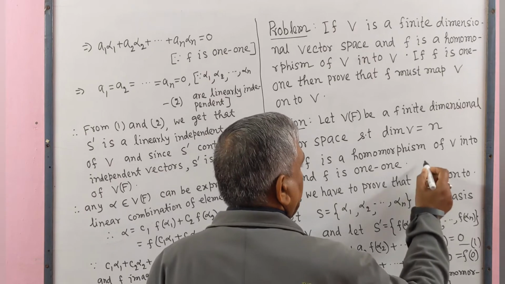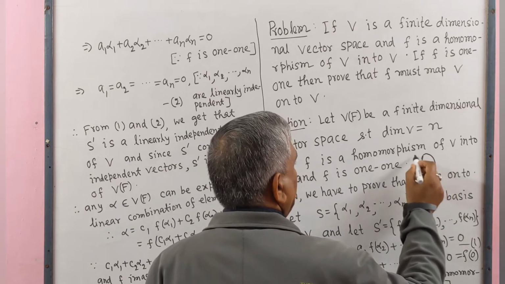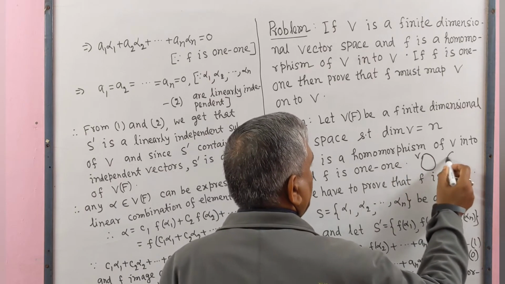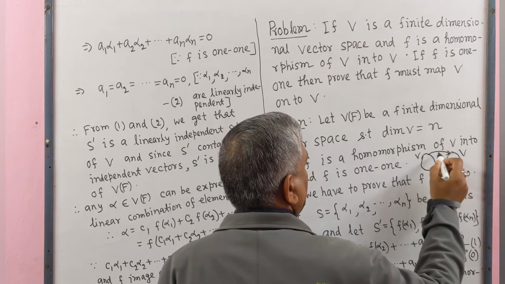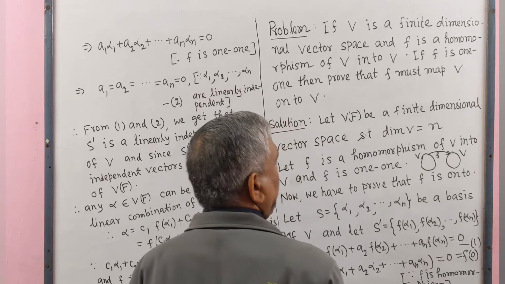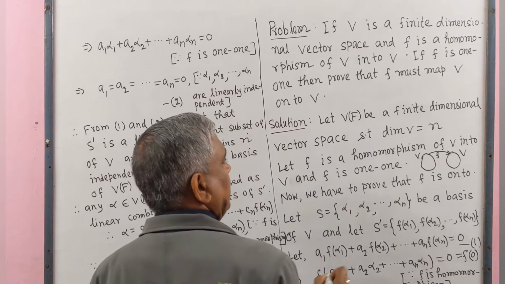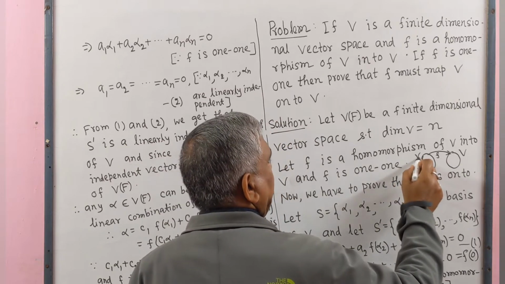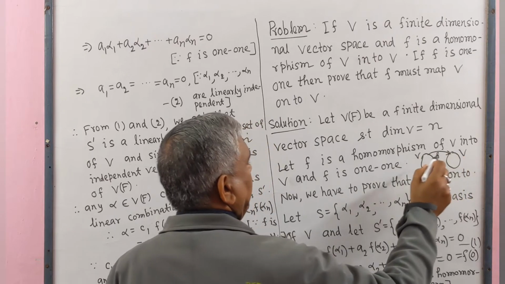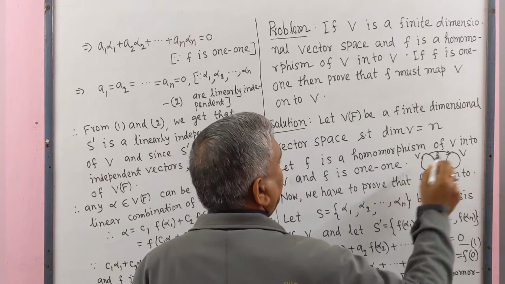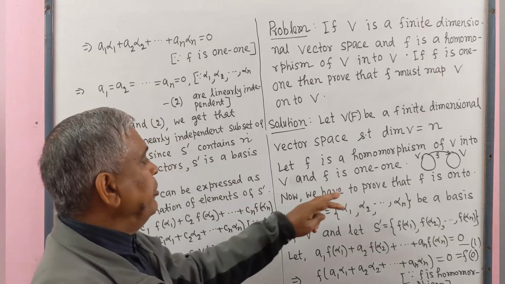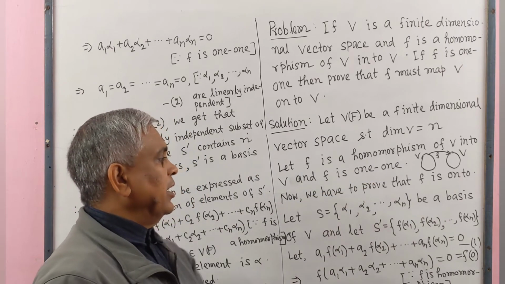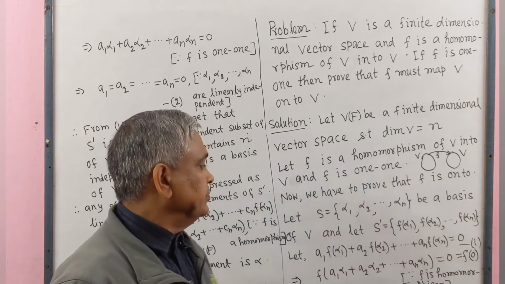Means this is V and this is also V, and F is a homomorphism defined on V into V and F is 1-1. Now we have to prove that F is onto.